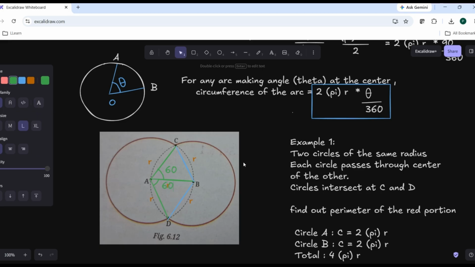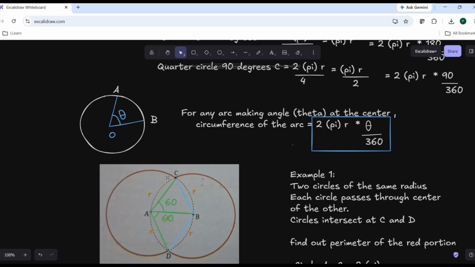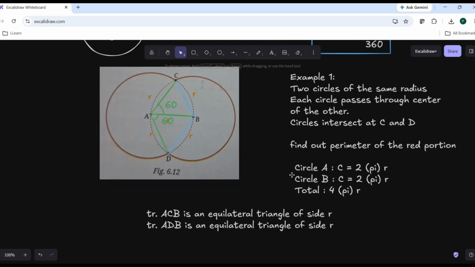So now let's see what we learned about the circumference of an arc. For an arc which makes an angle theta at the center, the circumference of the arc is 2 pi r into theta by 360 degrees. So going back, we will see this arc CB. This arc CB is making an angle of 60 degrees at the center, right?